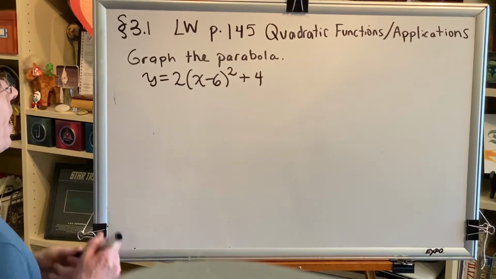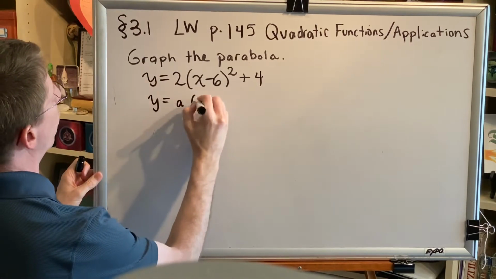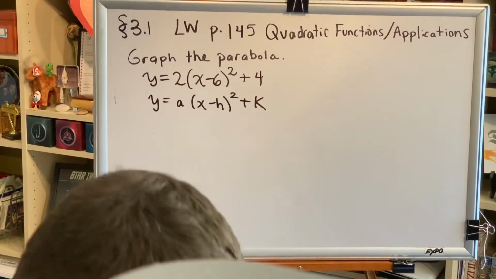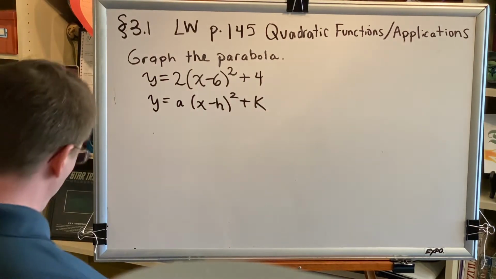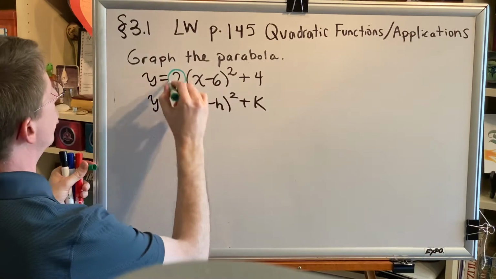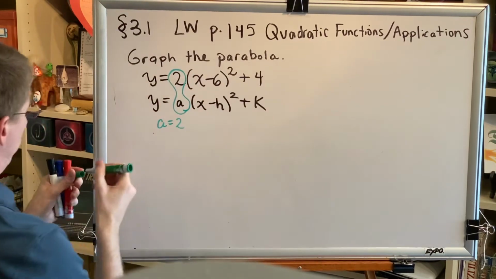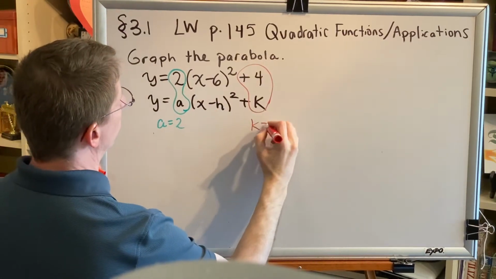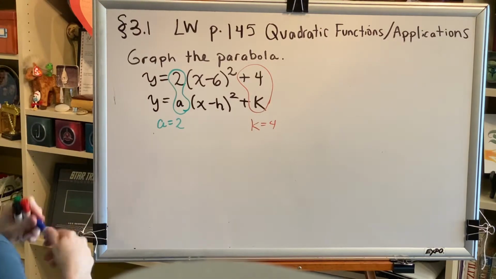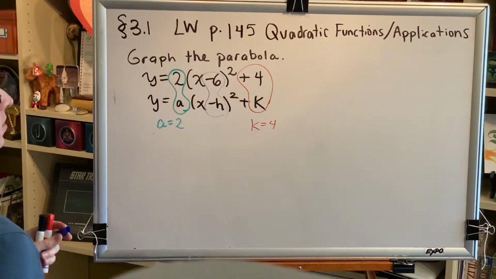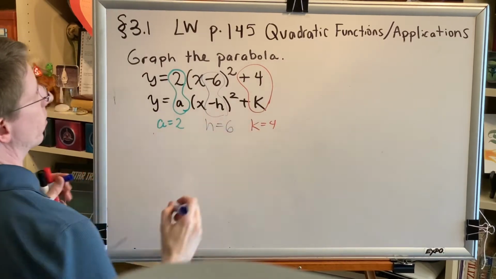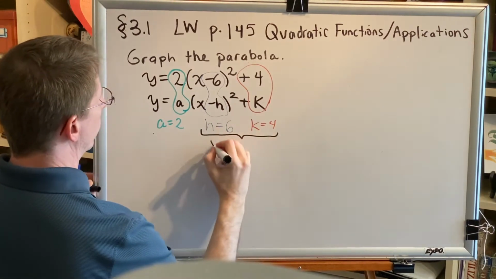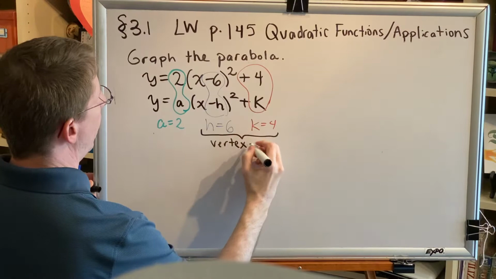The first step is to determine a, h, and k. Let's write our vertex form underneath so that we can do that easily. Okay, a is 2. k is 4. Negative h is negative 6. Therefore, h is positive 6. This is our vertex, (h, k).